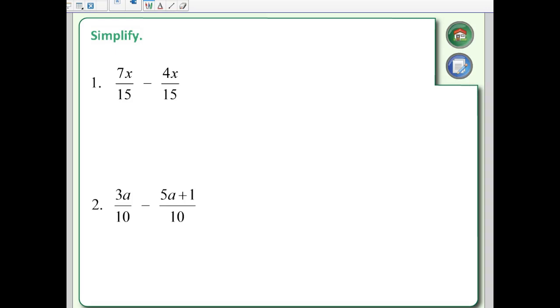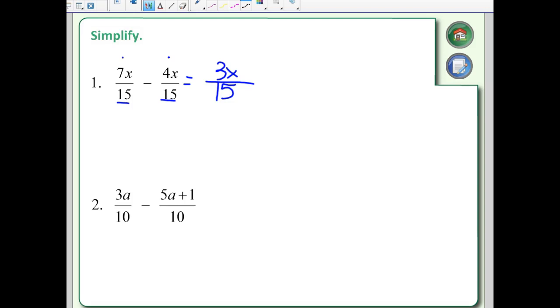The first thing we need to check is, do I have a common denominator? And when I look there, I do. Both of my denominators are 15, so we're just going to do the math in the numerator. What's 7x minus 4x? Yeah, that's right. That is 3x. And then remember, we do the math in the numerator and we put it over our common denominator.